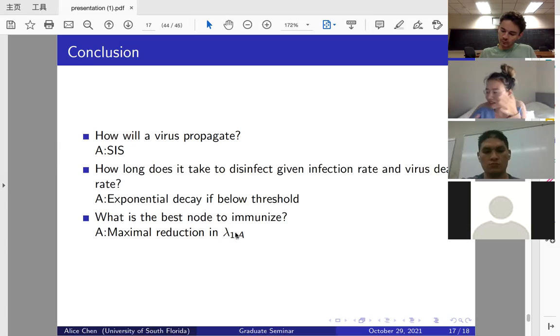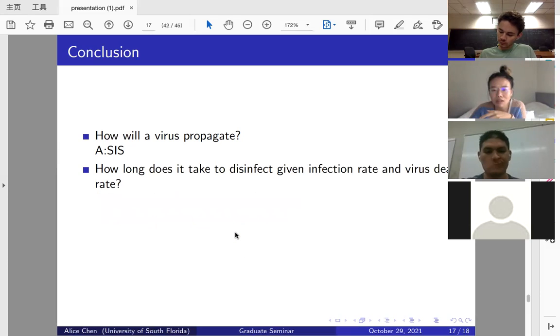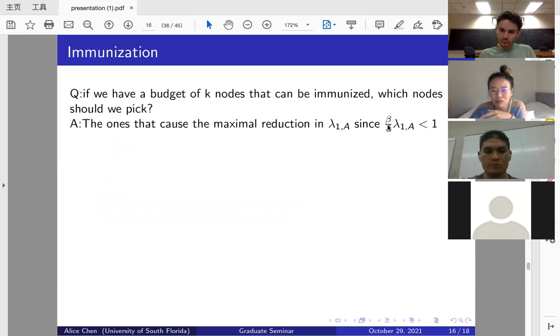Apparently you can't do anything about beta and delta, the universal virus infection rate and virus killing rate, because it's really hard to change them, but you could try. But we can really deal with lambda 1A, because for the physical network you're interested in, you can form an adjacency matrix, run the eigenvalues, and that helps you make decisions. Okay? Either quarantine C or not.